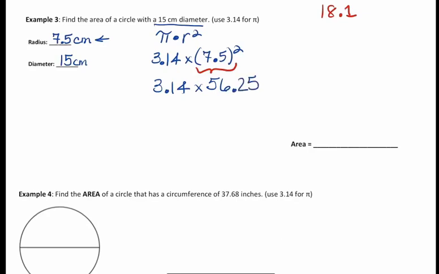so that's what I got for that, and now I'm going to multiply that by pi. And again, it doesn't ask us to round, so I'm going to put all the numbers I see on my calculator screen. And that is the answer, 176.625, or 625 thousandths square centimeters.